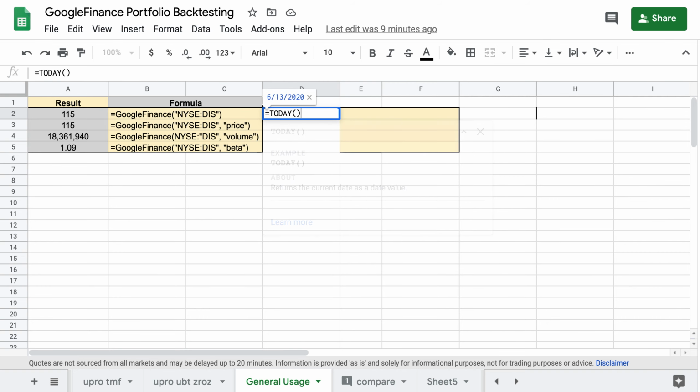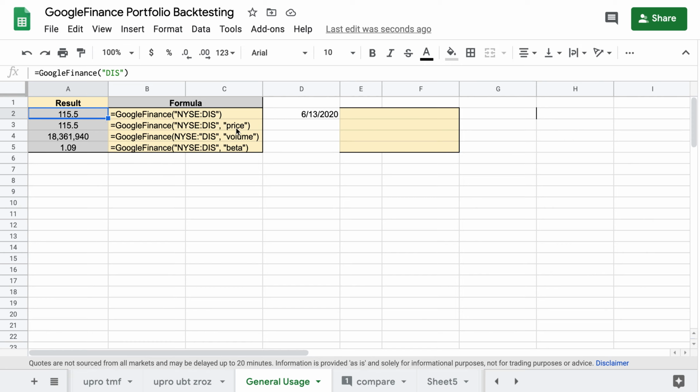I'm just going to show you what the day is today. So today is 13th June 2020, and today is Saturday, so this is pulling yesterday's close date, and this is the exact price of Disney stock yesterday. Now, you can mention any other ticker here and it will give you the price.